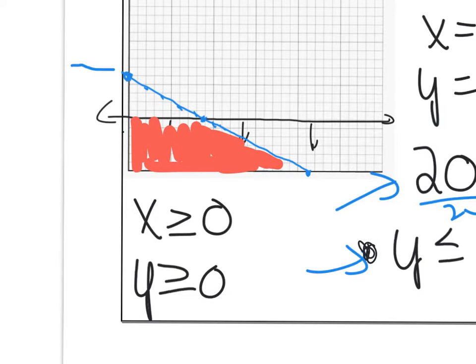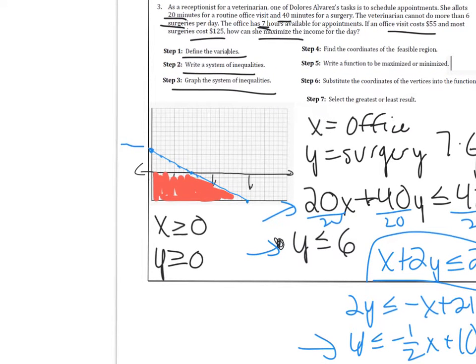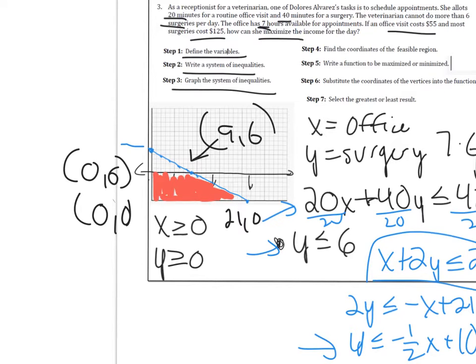So here's my next part to this. Coordinates of the feasible region. Well, take a look. You've got 0, 0. Let's make this smaller. So you've got 0, 0 again. This is going to be 0, 6. This is going to be 5, 10, 15, 20. This is going to be 21, 0. And then this is going to be, let's see, 9, 6. So those are my points: 0, 6, 0, 0, 9, 6, 21, 0. Now those are my coordinates.